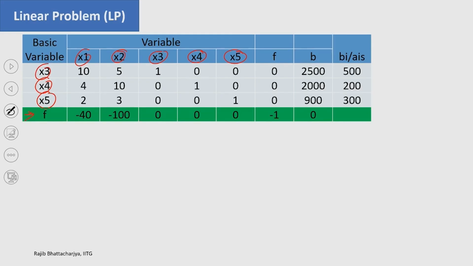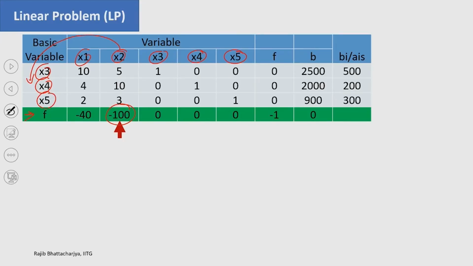Yes, for x1 that is minus 40 and for x2 this is minus 100. So, what you have to do? We have to take the minimum one. Minimum one is minus 100. So, we will take that. So, that means x2 will enter into the basis and x2 will replace one of these variables, that is x3, x4 and x5.